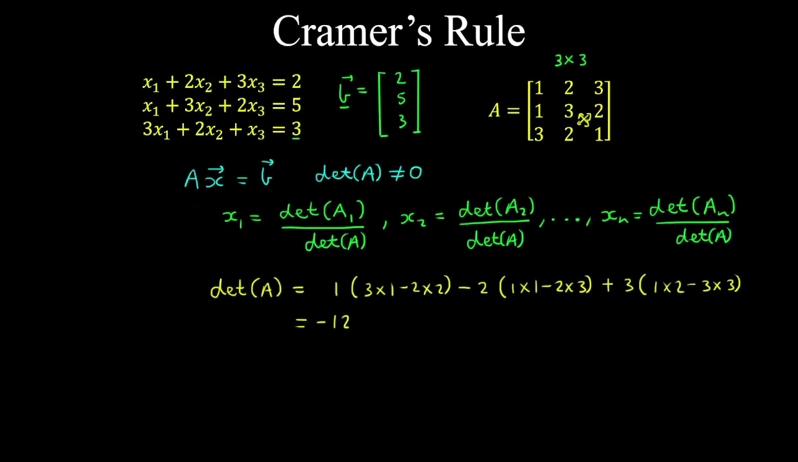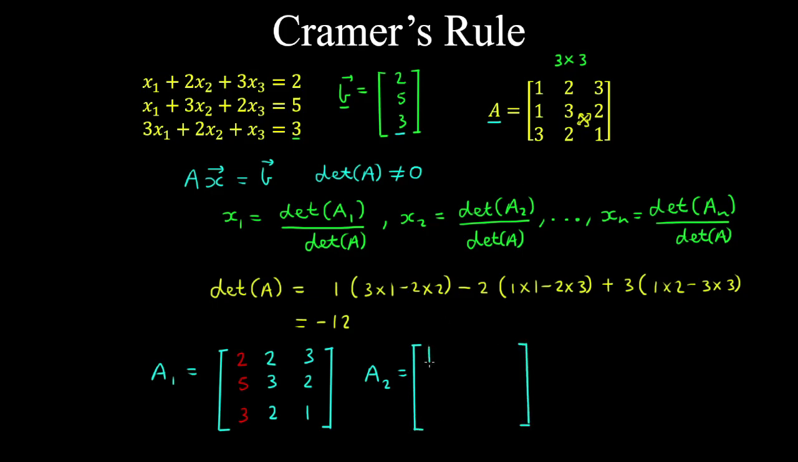And now we'll determine the matrices A1. So here we replace the first column of matrix A with the entries in B. So what we have is the second and third columns remaining the same, and we replace the first column with 2, 5, 3. And we'll do the same for matrix A2.